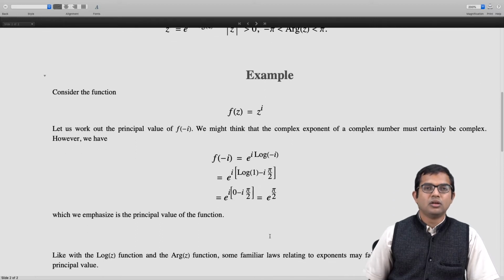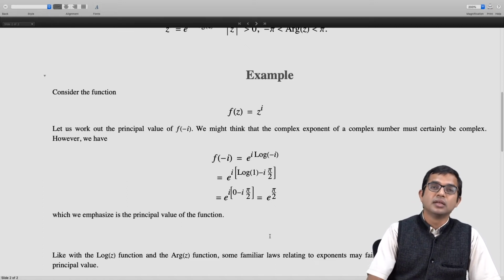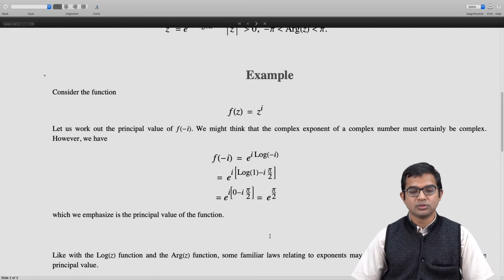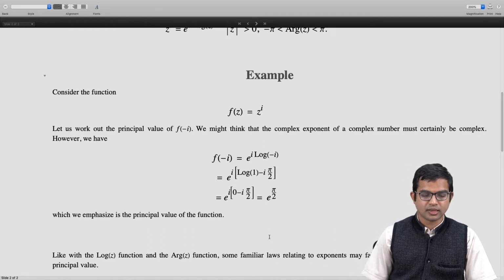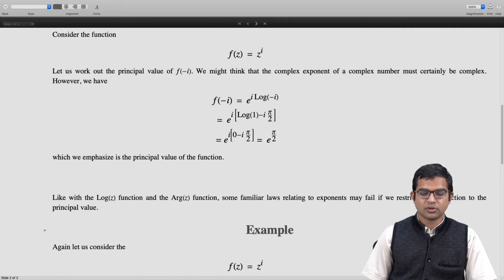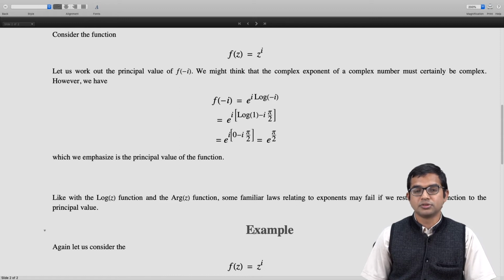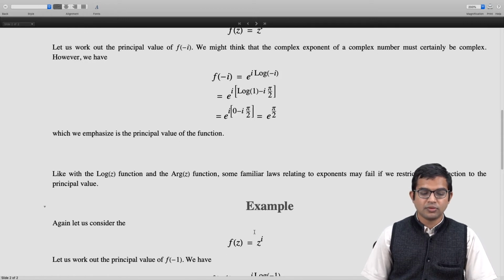So like the log function and the arg function, some familiar laws relating to exponents may fail if we restrict this function to the principal value, right? So let's look at an example of how this can happen. Consider the same function f(z) = z^i, and let's work out the principal value of f(-1).